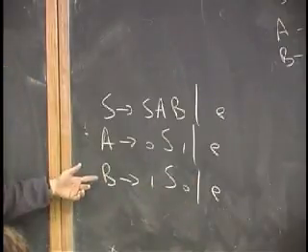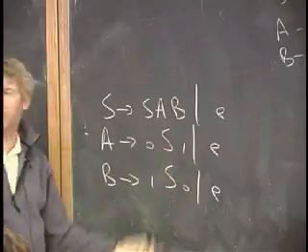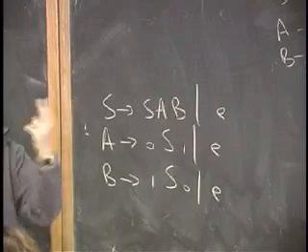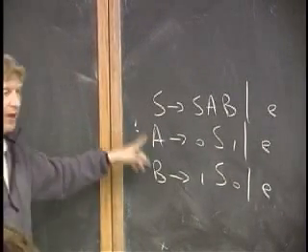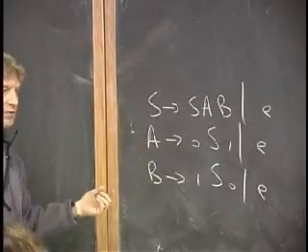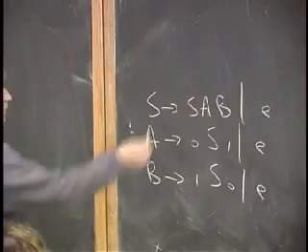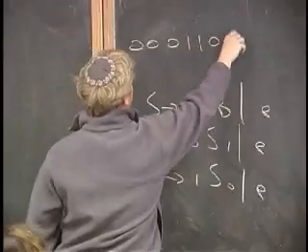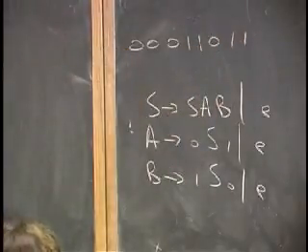So what about AB? AB generates more S's, but every time it generates more S's, it generates an equal number of zeros and ones. There's no way to do any production here that doesn't generate an equal number of zeros and ones. So I agree, everything this generates will have an equal number of zeros and ones. But does it generate all the different strings that have an equal number of zeros and ones? If I give you any string at all that has an equal number of zeros and ones, how about this string? Can it generate this string?